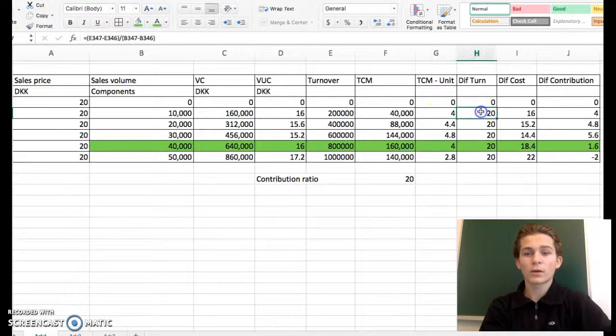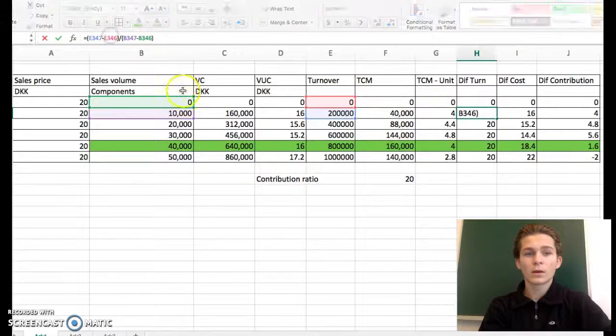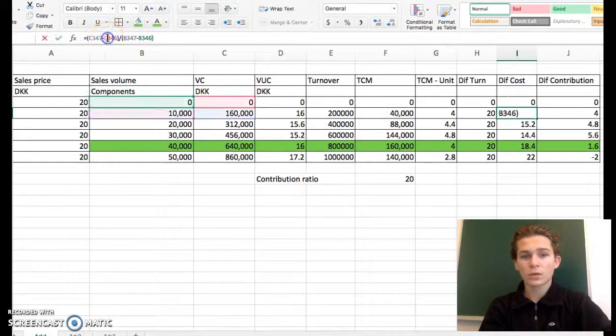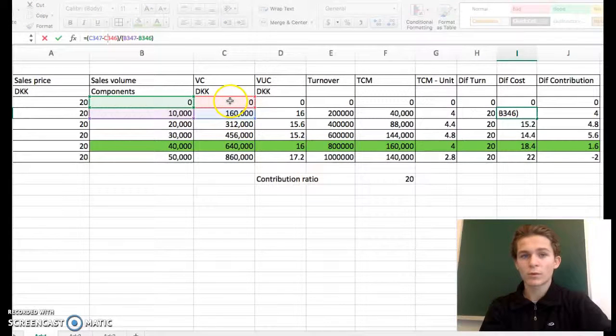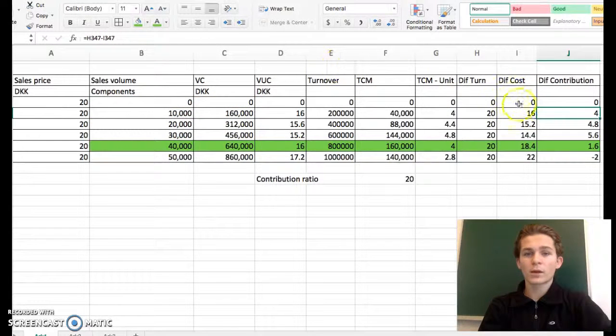Then I went off and used the differential contribution method. First off, I found the differential turnover, which is 20 all the way down. I have done this by taking the turnover, minusing it by the previous, and the same with the sales volume, and then divided the two. And for the cost, I then just took the variable cost, minus the previous, and then divided by the sales volume.